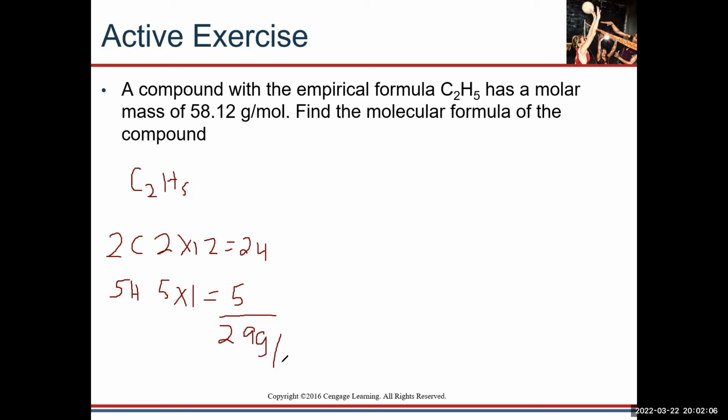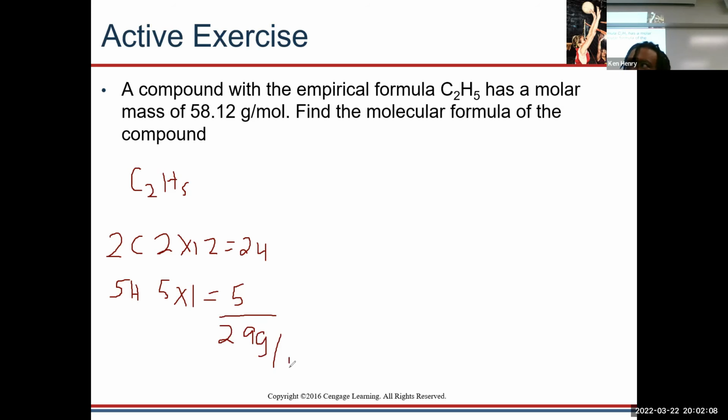That's grams per mole, or AMU, depending on what we're talking about. We're talking about molar mass: molar meaning for mole, mass meaning grams. So we want grams per mole. This is the molar mass of our compound, 58.12 grams per mole.